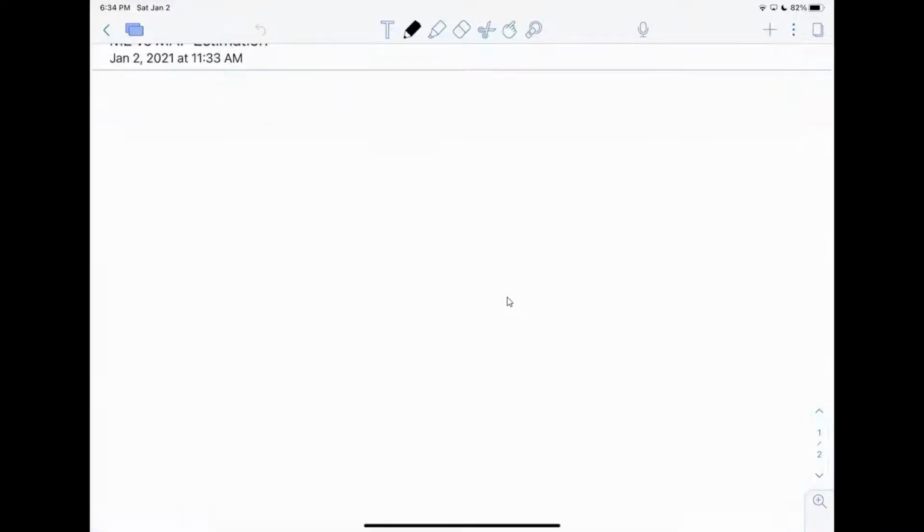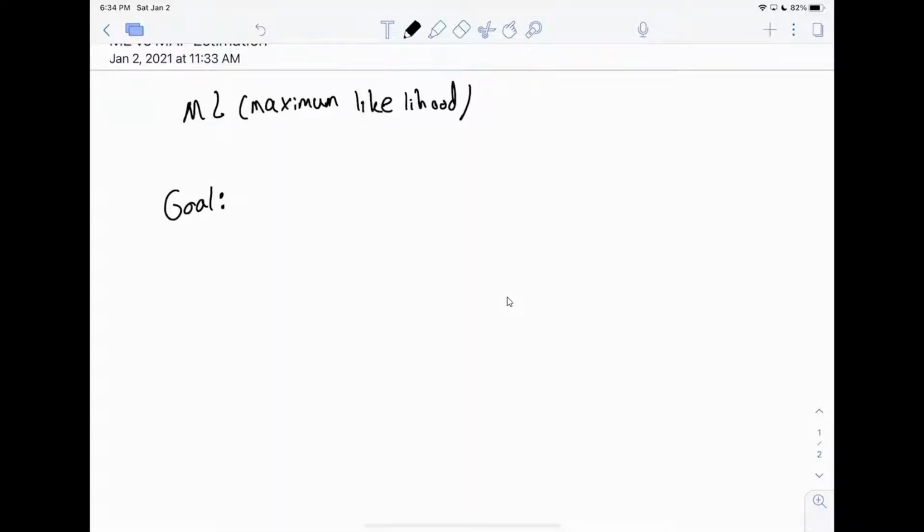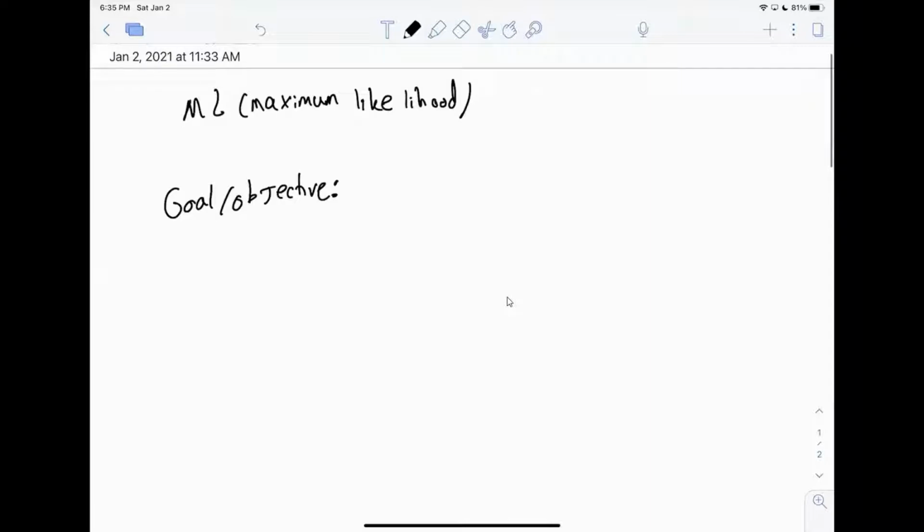ML, or maximum likelihood. First of all, what does it mean? I will write goal slash objective. During maximum likelihood, we are trying to find the parameter theta. Find the parameter theta. Or maybe I should say trying to estimate.